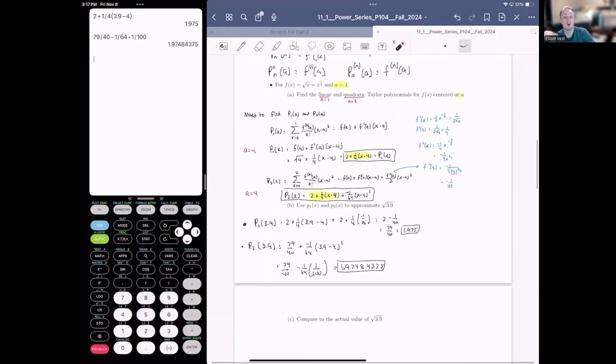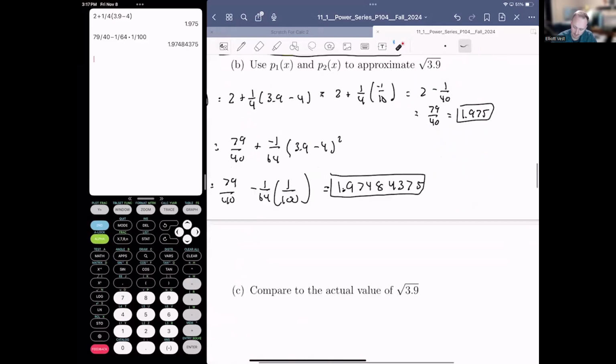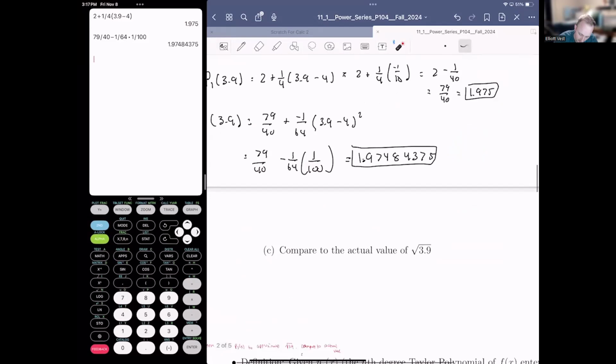That is how we would do approximating for linear, quadratic, even cubic, things like that. Well, let's compare it to the actual value of 3.9 here. Well, what is the square root of 3.9? It's exactly that. So f of 3.9 is equal to the square root of 3.9, which is equal to, now I don't know how to find the square root of 3.9 off the top of my head, but calculators do. 1.9748417658, right?